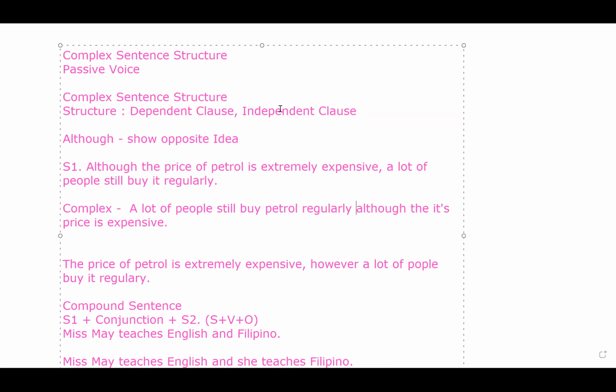Next, anyone else? Sorry, teacher. If in the first sentence we say the price of petrol is extremely expensive, although a lot of people still buy it regularly, is that correct? No, because it doesn't make sense. We don't use it like that. The price of petrol is still expensive, although a lot of people. No, it doesn't make sense, does it?